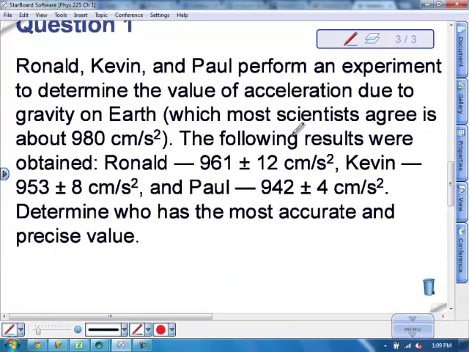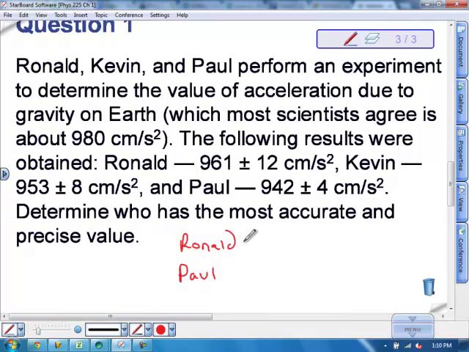Okay, let's talk about accuracy and precision real quick. Let's say 3 people perform an experiment to determine the value of acceleration due to gravity on Earth, which most scientists agree is 9.8 meters per second squared or 980 centimeters per second squared. The following results were obtained. Ron got 961 plus or minus 12 centimeters per second squared. Kevin, 953 plus or minus 8 centimeters per second squared. And Paul got 942 plus or minus 4 centimeters per second squared. Who was the most precise and who was the most accurate?